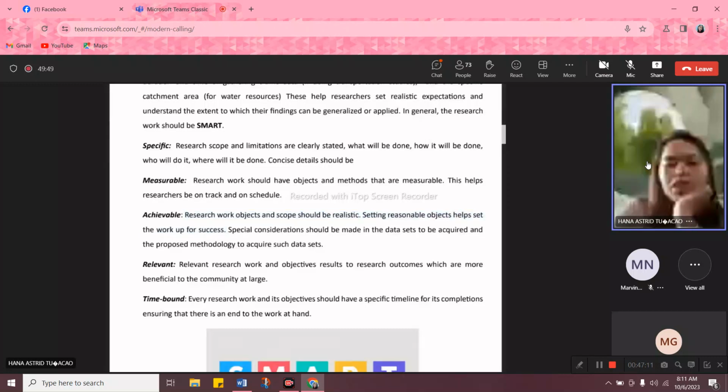Consideration should be made in the data sets to be acquired and the proposed methodology to acquire such data sets. The problem is in setting the objectives, and whether we think our methodology is actually achievable. A group of students approached me yesterday with a proposed study, which I think is interesting. However, with the proposed problem, they get stuck on the methodology.